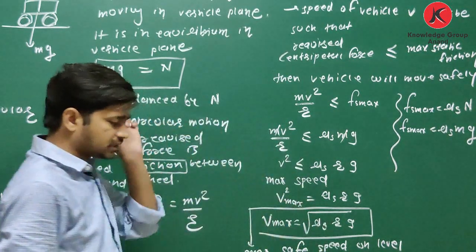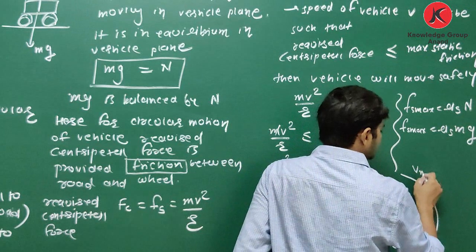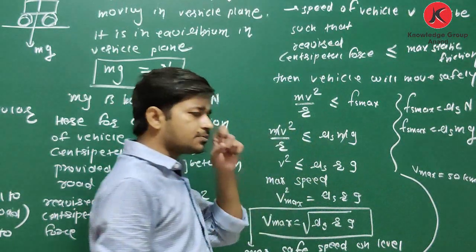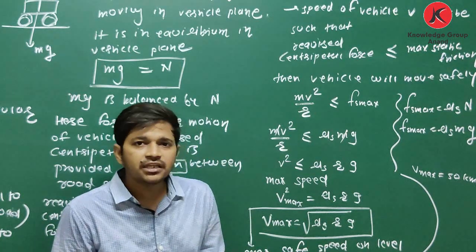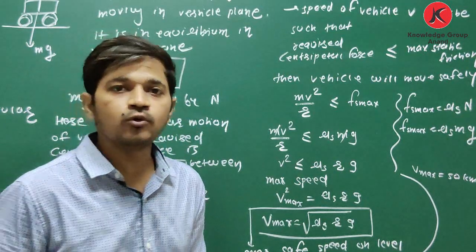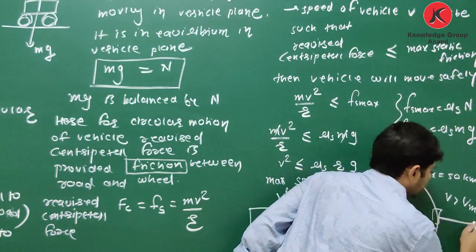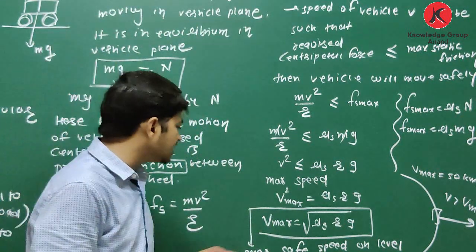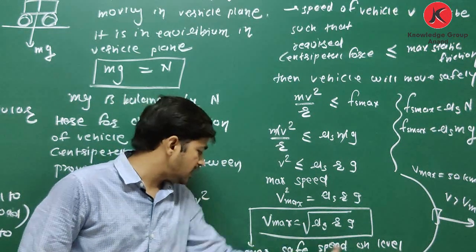What is the meaning of this? If it is one circular road and the speed limit, meaning v maximum, is given as 50 km per hour, and the vehicle is moving with speed 10, 20, 30, 40 km per hour, then the vehicle will move safely. But if the vehicle moves with speed v greater than v maximum, then the vehicle will be thrown away. So you have to understand, v maximum is the maximum safe speed on a level circular road.